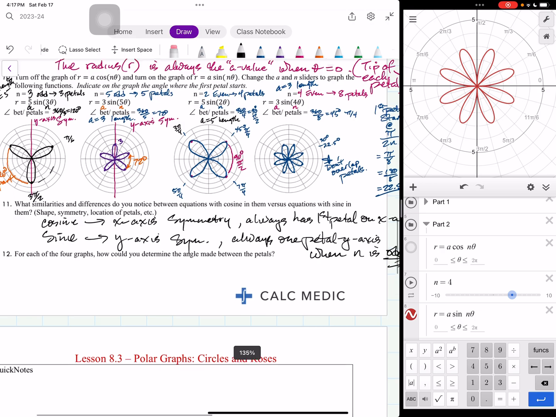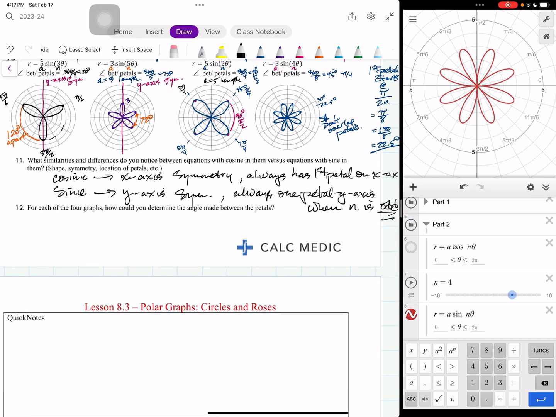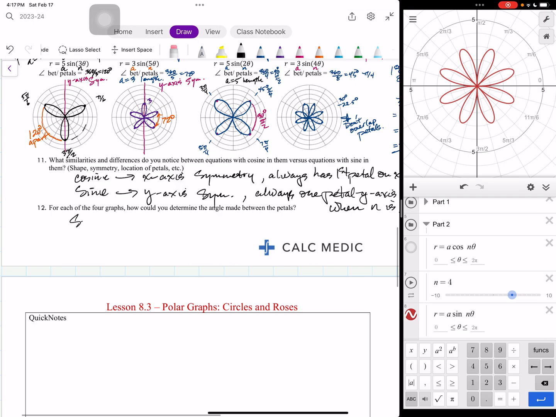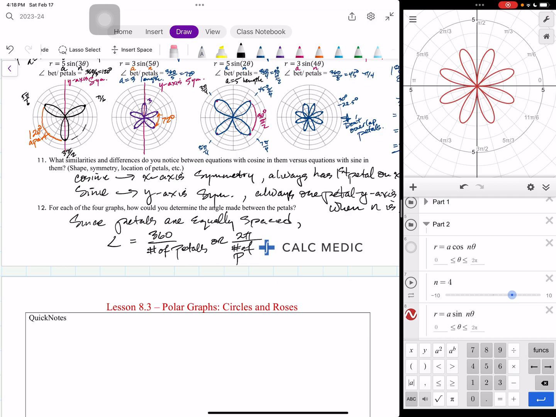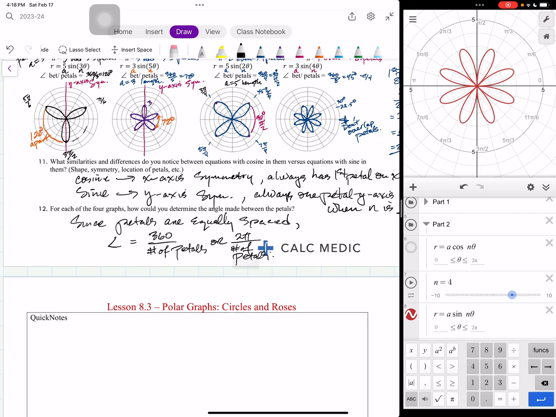So in number 12, the last one here, for each of the four graphs, how can you determine the angle between the petals? I did that many, many times. They're all equally spaced. So since petals are equally spaced, and I talked about that already, the angle is found by taking 360 divided by the number of petals, or you can take 2 pi divided by the number of petals if you want it in radians. And there we go.